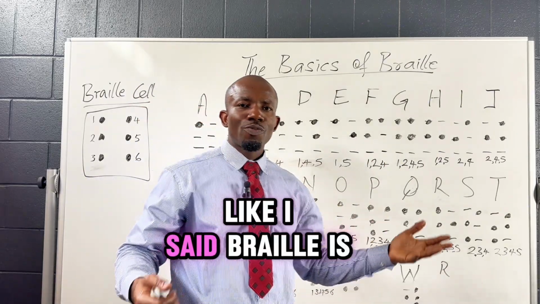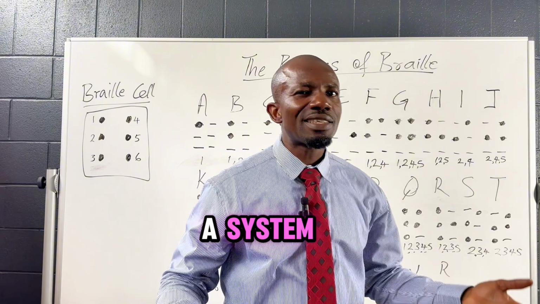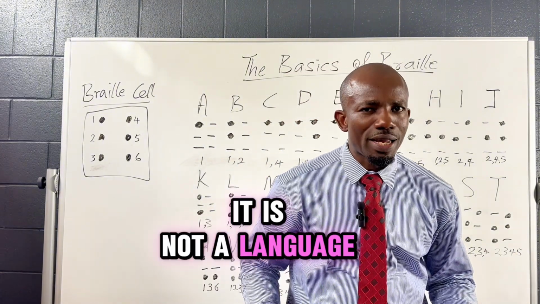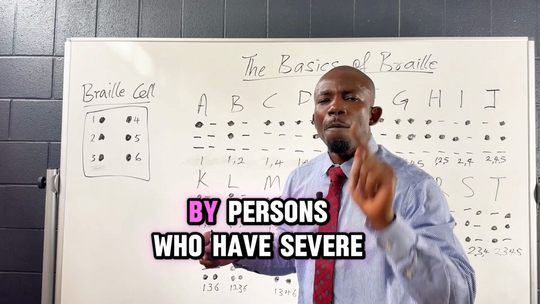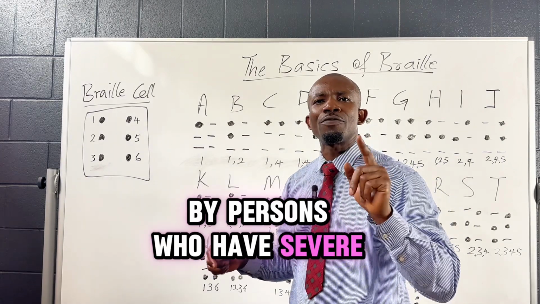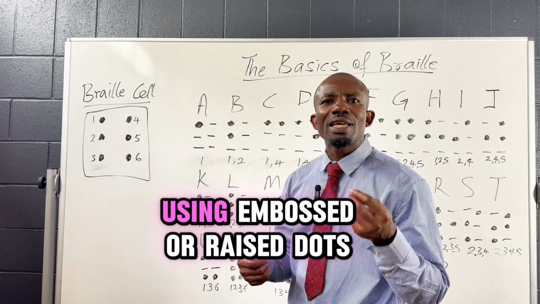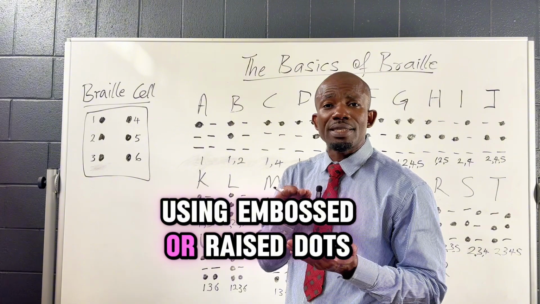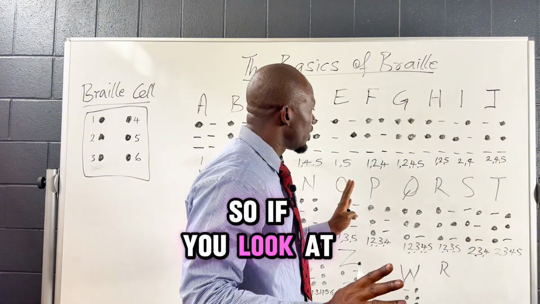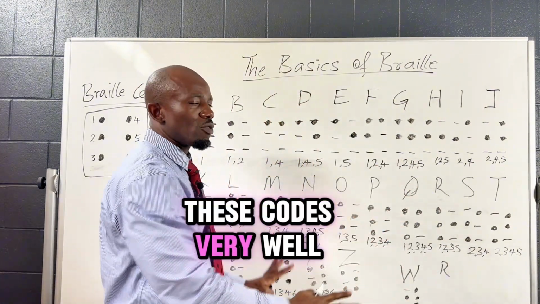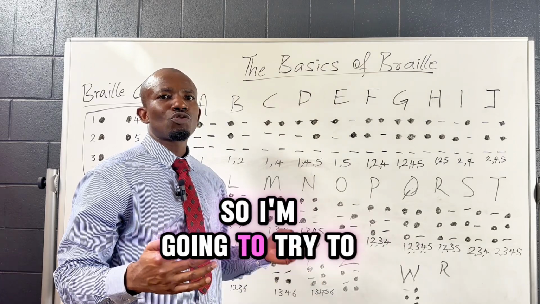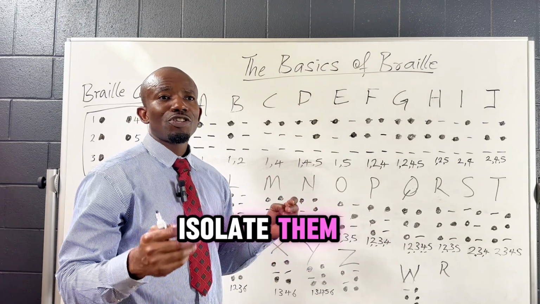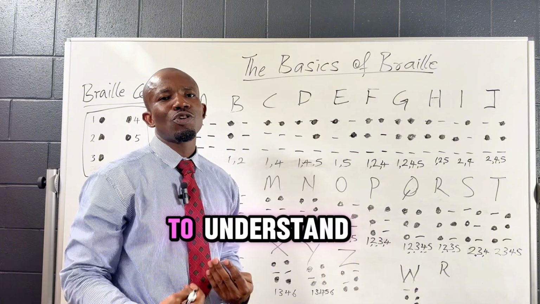Like I said, Braille is a system. It is not a language. It is a system of reading and writing by persons who have severe visual impairment using embossed or raised dots. So if you look at these codes very well, some of them look identical. So I'm going to try to isolate them to make it easier for you to understand.